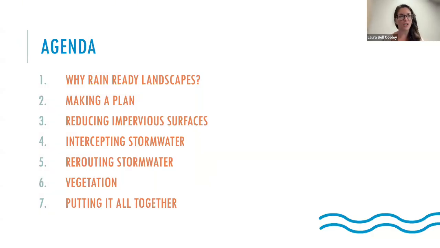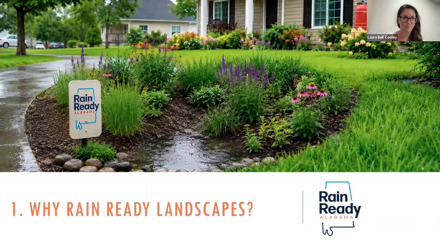So this is kind of what I'm going to talk about. We're going to talk about what is a rain-ready landscape? How would you go about making a plan in your home landscape? Ways to reduce impervious surfaces, intercept that stormwater, and reroute it into vegetation, and then how to put it all together, how to put these different practices together in your home landscape.